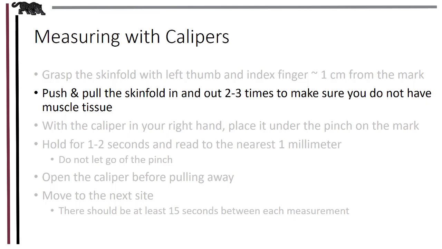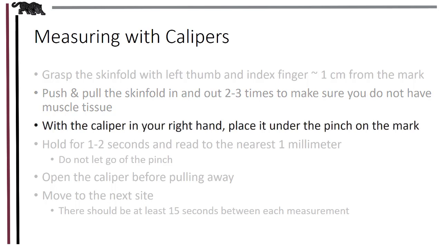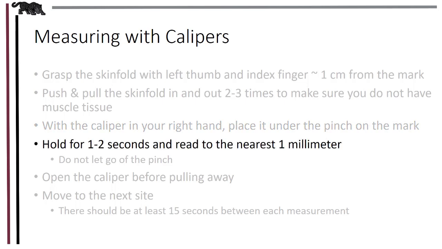Remember, you're grabbing the skin fold just above the mark you made. Do not pinch the skin fold on the mark itself, because that's where the calipers have to go. Now that you have the skin fold pulled out, place the calipers under the pinch and on the mark for no more than 2 seconds. Any longer than this, and you could be compressing the tissue, thereby ultimately underestimating body fat. Take the reading to the nearest millimeter. One of the most common mistakes I see people make here is that they let go of the pinch with the left hand while they are measuring with the caliper. Don't do this.